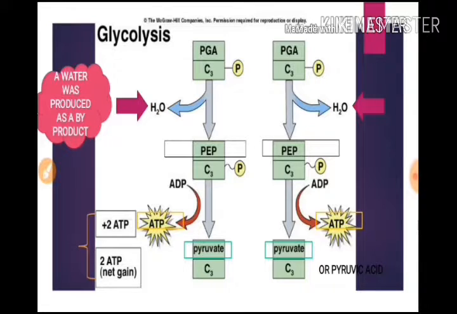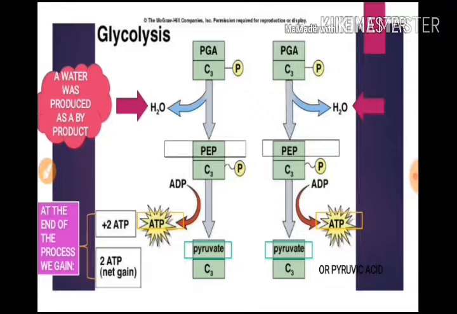And at the end of the process, or at the end of the glycolysis process, we can get the product of 2 pyruvate, 2 NADH, 4 ATP with a net of 2 ATPs, and 2H2O.